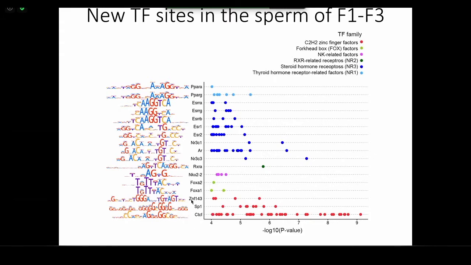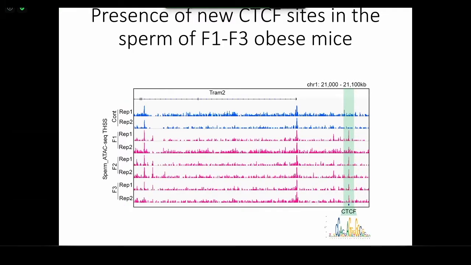And the ones that don't have CTCF have zinc finger 143, which is a protein that colocalizes with CTCF, FOX transcription factors, which are pioneer transcription factors that are required for recruiting nuclear hormone receptors to chromatin, and then a lot of nuclear hormone receptors: estrogen, androgen, estrogen receptor-related alpha and beta, PPAR gamma. So these are the 69 sites that are present consistently in the F1 through F4 generations.